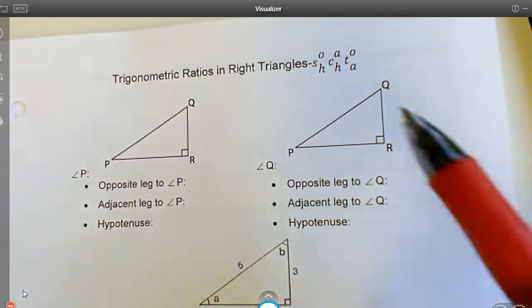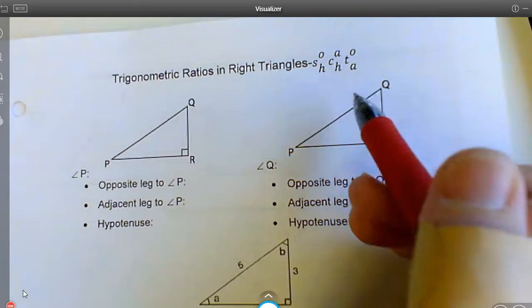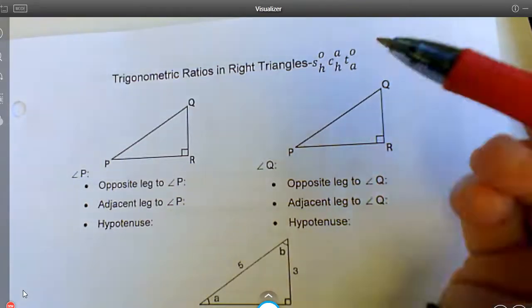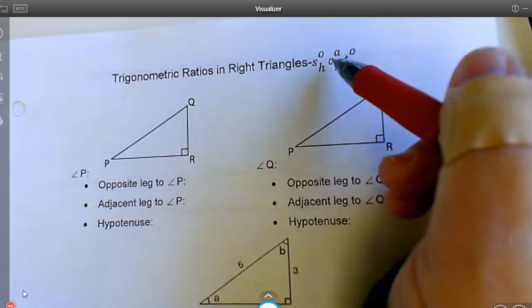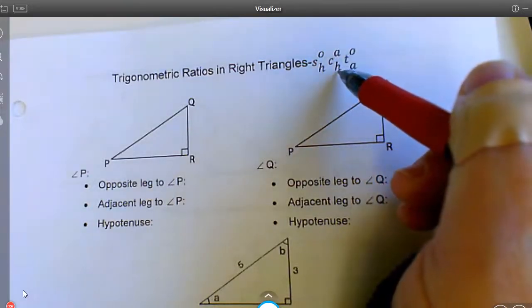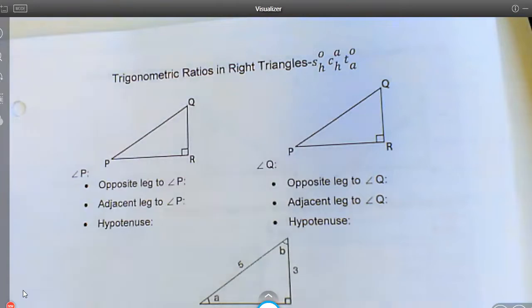So what I want to remind you of, first of all, is SOHCAHTOA. I think that most of you have used that before. It's sine opposite hypotenuse, cosine adjacent hypotenuse, tangent opposite adjacent. And I'm going to explain all of that, but I think you've heard at least that strange word before.